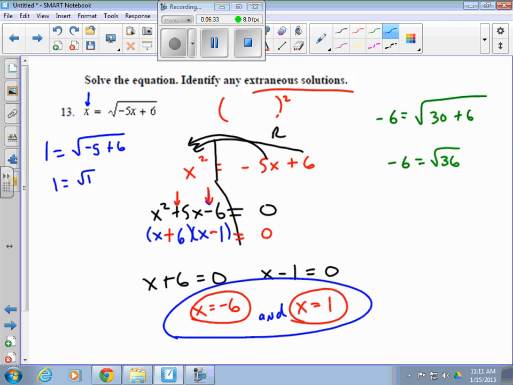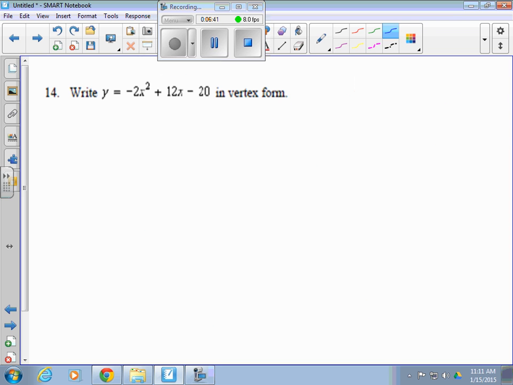However, there are instances where when you plug them back in, you'll get something that is untrue at the end, and it will not work. And you're going to have to cancel out that one.